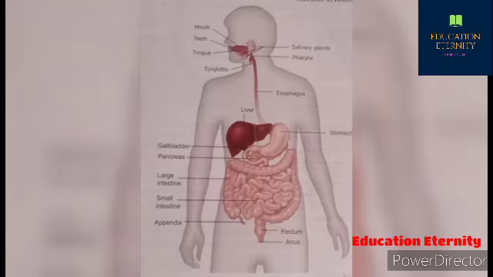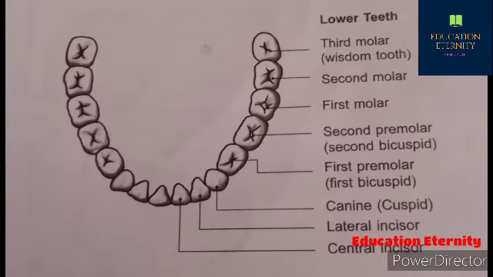The chewed food is mixed with the saliva, and saliva is a watery fluid which is secreted by the salivary gland. Saliva contains a type of enzyme called salivary amylase, which converts starch into sugar.